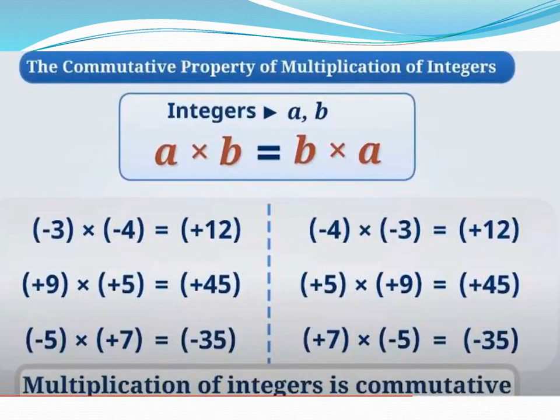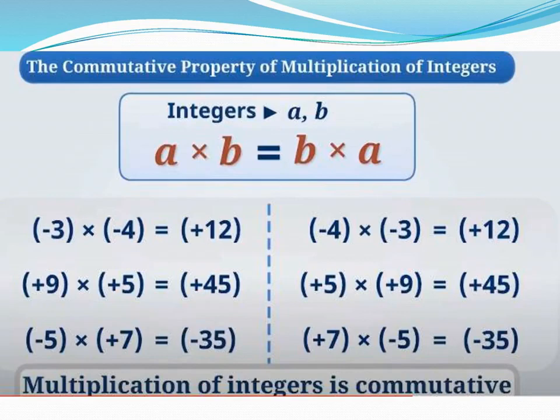Now we will learn the commutative property under multiplication. If you take two integers a and b, then a into b equals b into a. That means we take any two integers and multiply both integers. The product is the same when we change the order. That means a into b equals b into a.